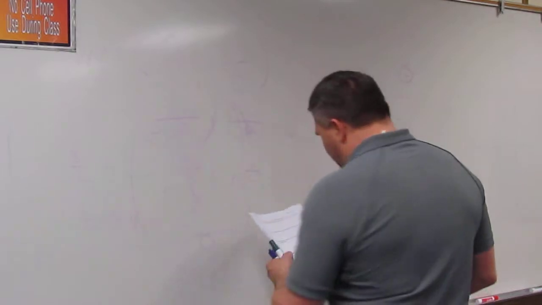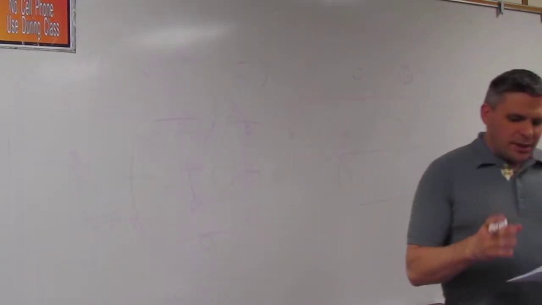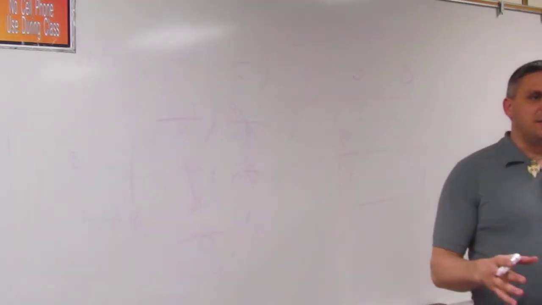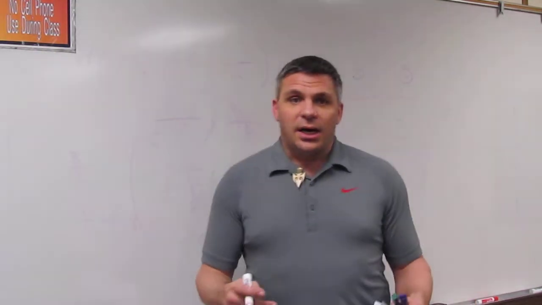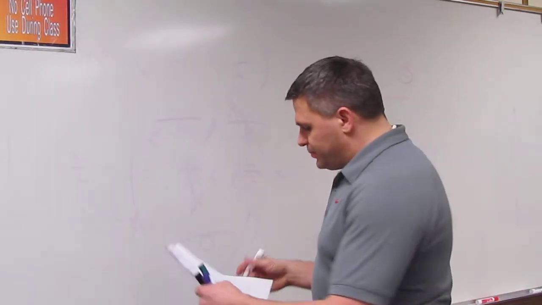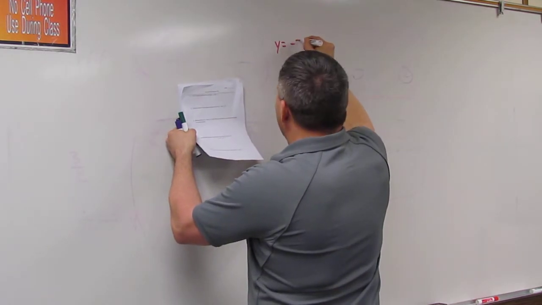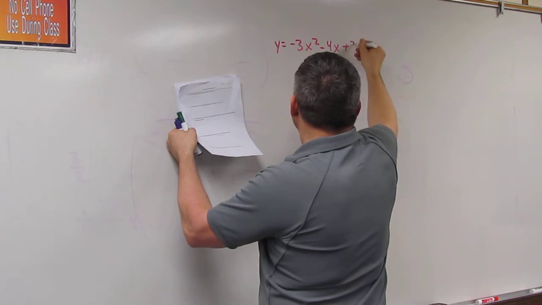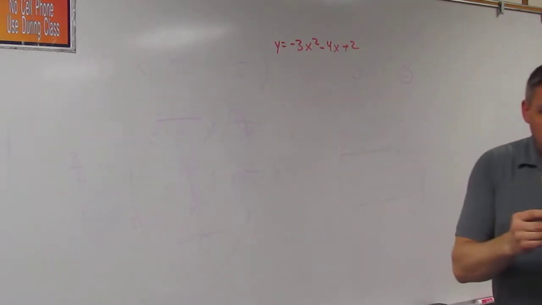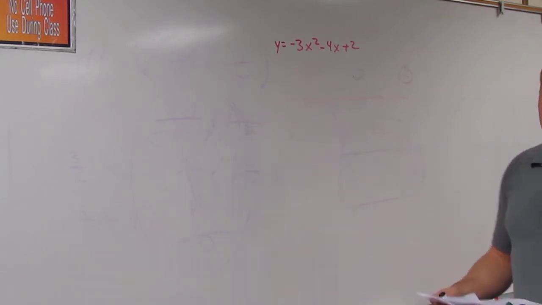We want to graph the following equation using x-intercepts and the line of symmetry. So in this situation, it's a parabola, and we have an equation that's y is equal to negative 3x squared minus 4x plus 2. Okay? And so from there, we are going to look at a few things.